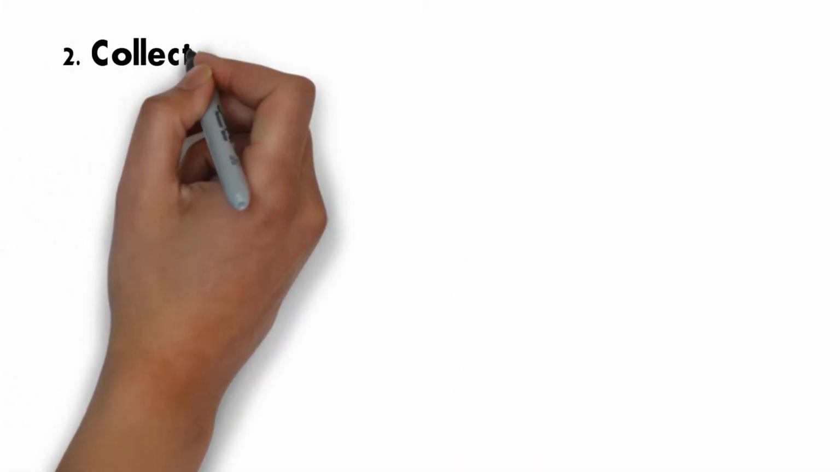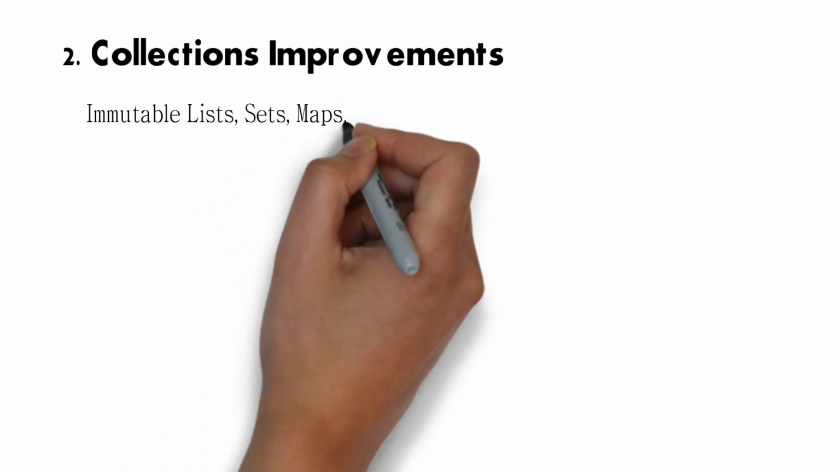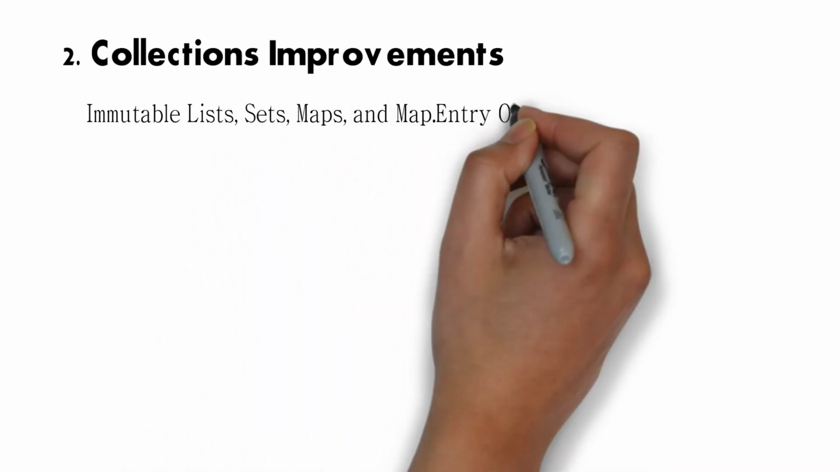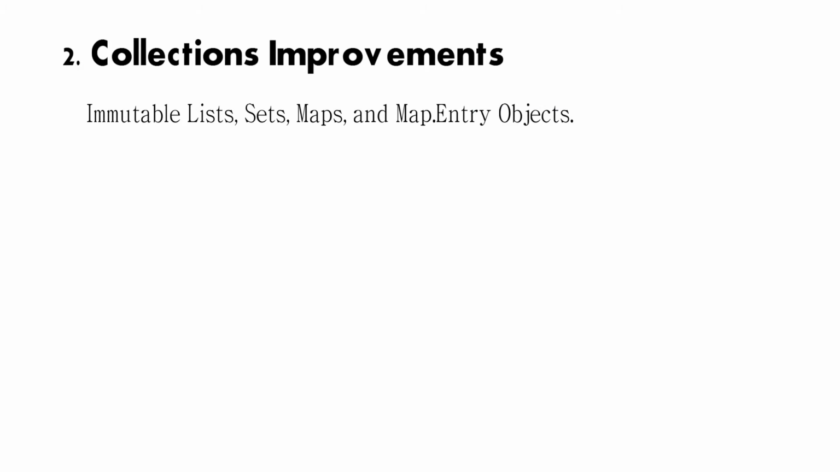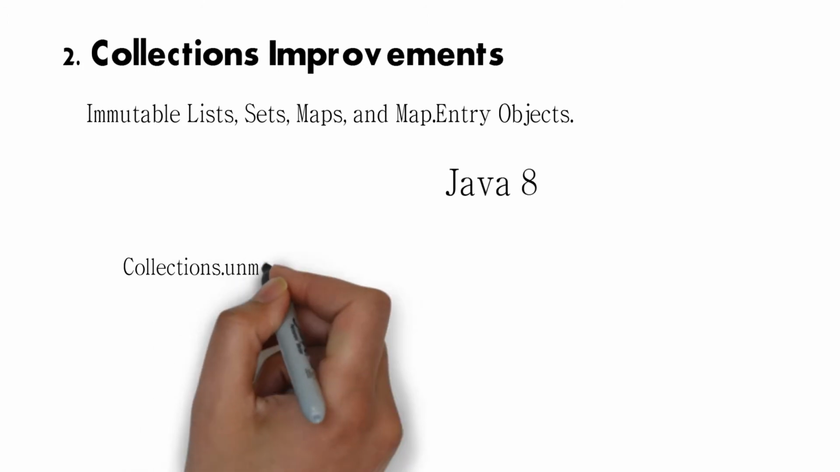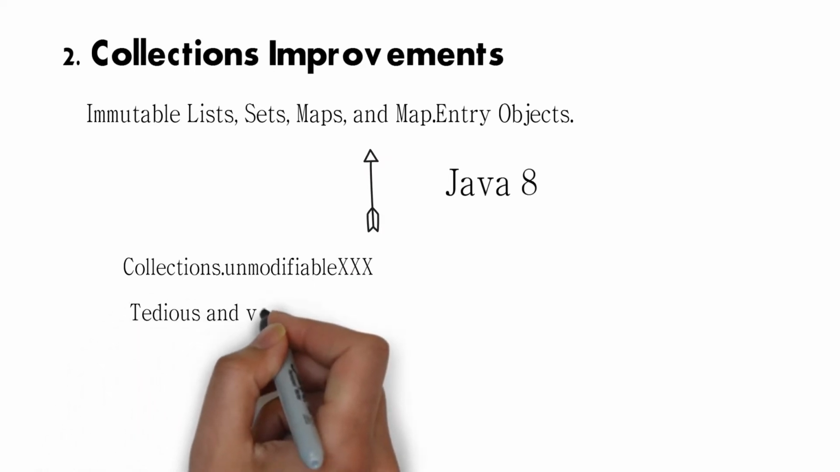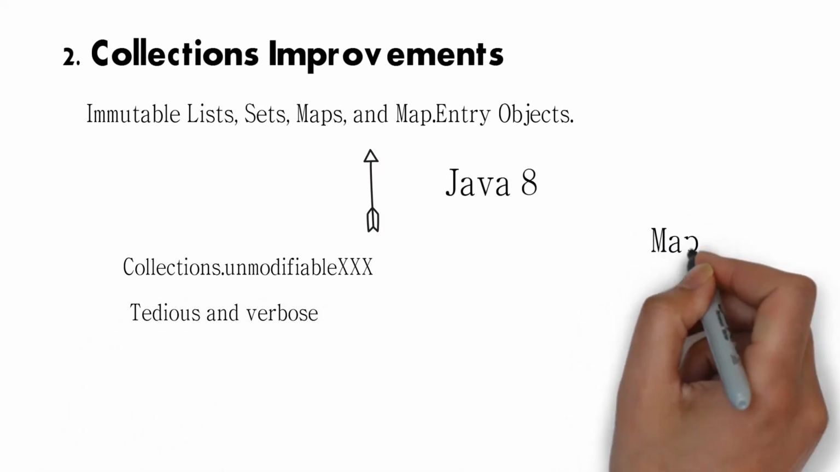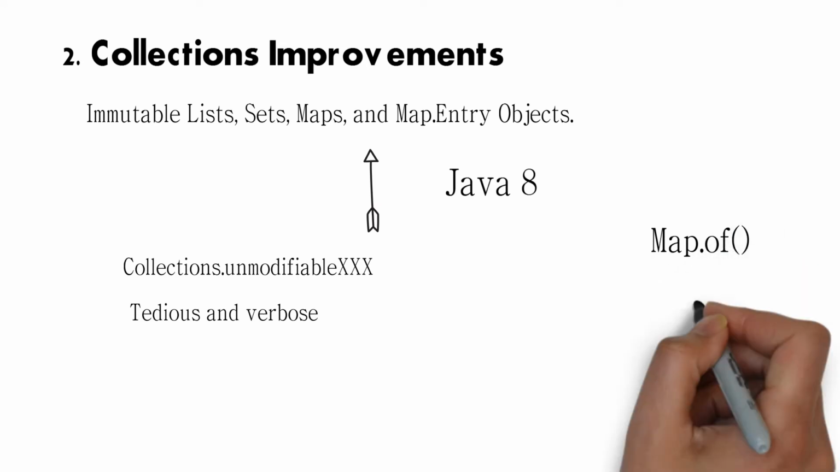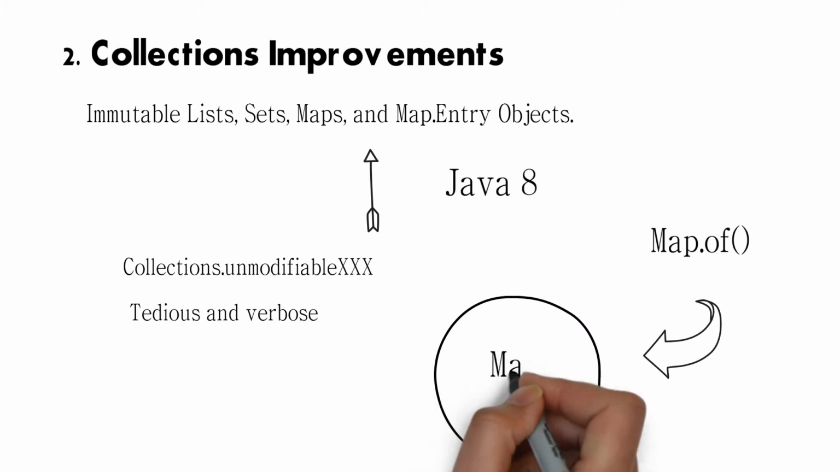Next up, we have collections improvement. There are some factory methods to provide immutable list, set, map, and map.entries objects. Prior to this version, in Java 8, we had collections.unmodifiableXXX functions, which provide a similar functionality of giving us the immutable set, list, map objects. But as seen, these are very tedious and verbose. So in Java 9, we have some factory methods such as Map.of and Map.ofEntries to give us a pool of immutable set, map, and list objects with 1 to 10 elements.